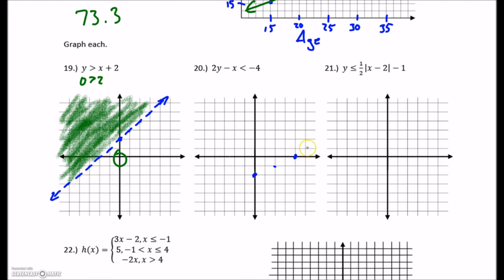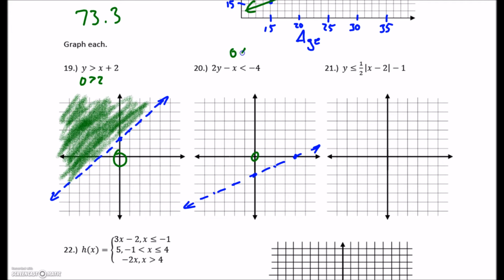And I can actually put in a couple extra points here if it makes it a little bit easier for me to graph. I can even see the slope happening here. But I use a dotted line because there's no equal to condition. And now for this one, I absolutely want to use a test point because it's not in that standard format or in my slope-intercept format. So I plug in 0, 0.